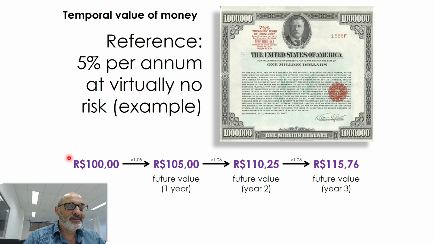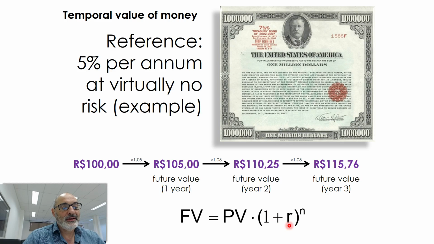Actually, this is a geometric progression. You have a future value calculated in terms of the present value, multiplying by the reference rate here, and N stands for the number of periods. So PV is the present value, FV is the future value, this coefficient here is the progression's coefficient, and R is our reference rate.